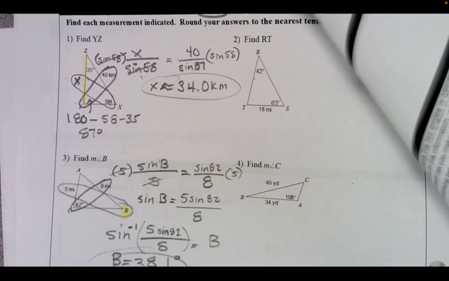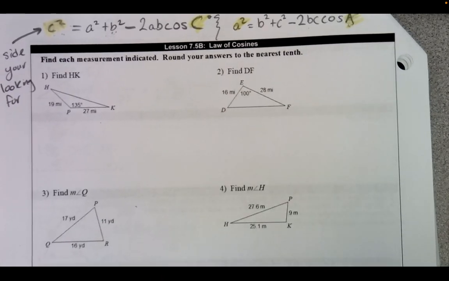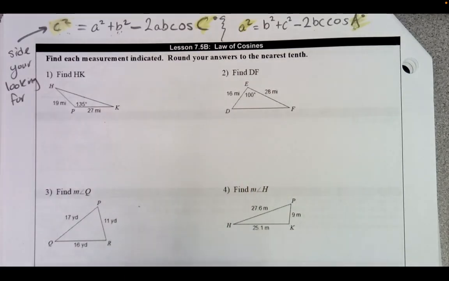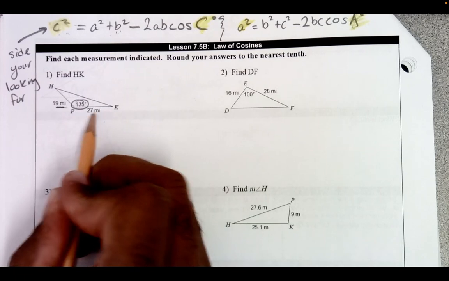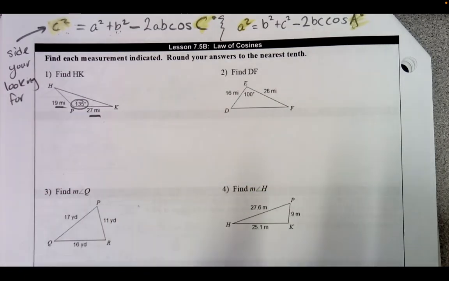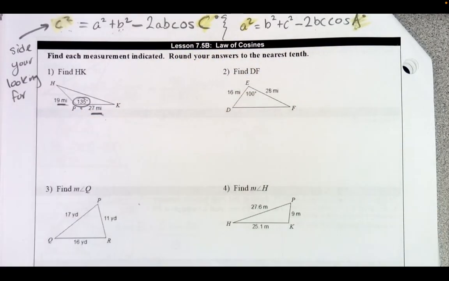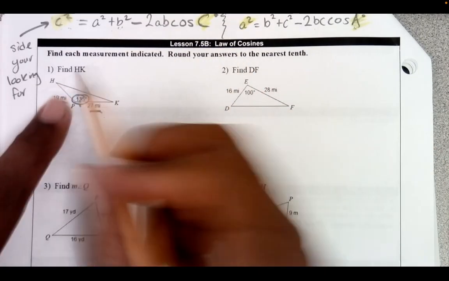Okay. Law of cosine basically allows you to find a missing side or angle when you don't have that. What you need is an angle in the middle of two sides. This is very similar to when you had to find the area and you had an angle in between two sides. We use the sine formula. So basically for law of cosine, there needs to be an angle and two sides right beside it. Okay. All right. So what we're looking for is HK.